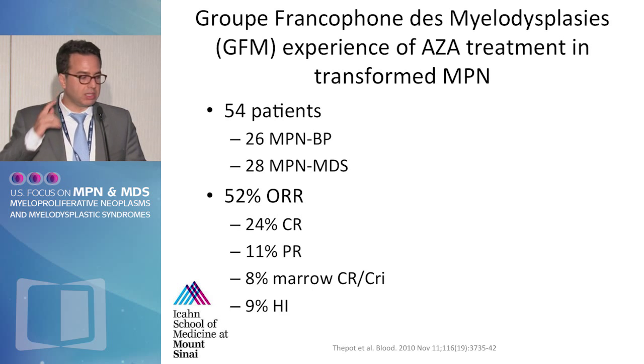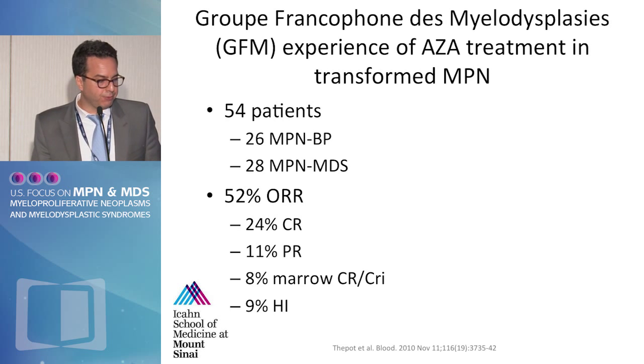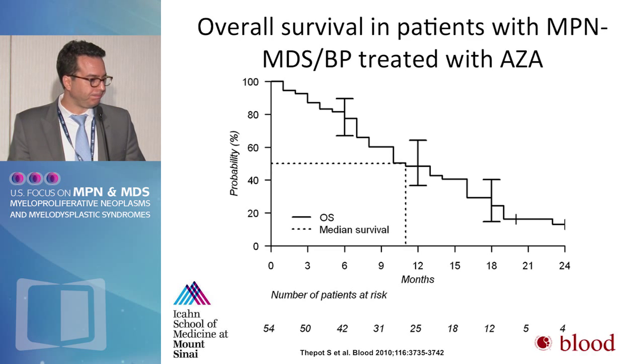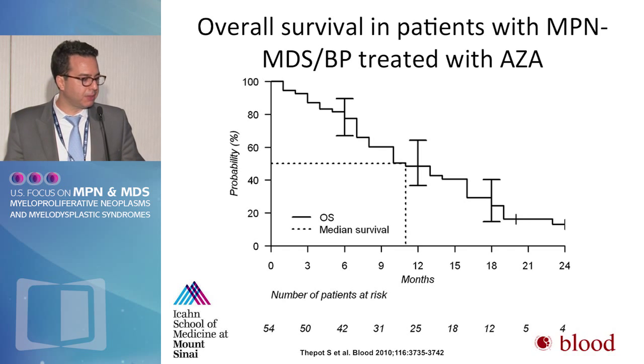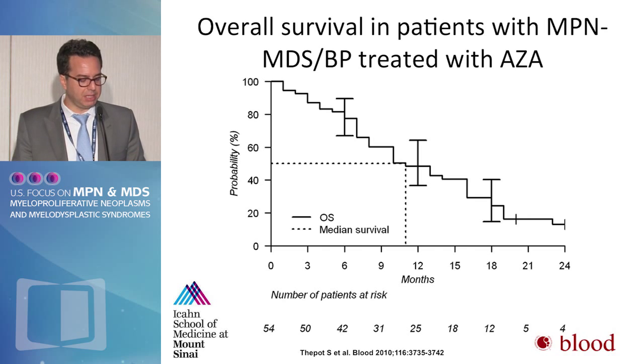So the French group had already looked at their experience within the large registry of AZA-treated patients, 54 in total, that had either MPN blast phase or MPN-related MDS, as shown here. The overall response rate in this subgroup of patients was about 52%. The median cycles to response was approximately 6, and the median duration of response was about 9 months. The overall survival for this group of MPN blast phase and MDS patients was approximately 11 months: 8 months in the blast phase disease patients and 13 months in the MDS cohort.